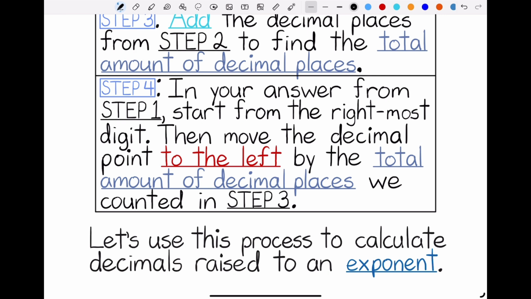All right, now that we have this down, let's use this process to calculate decimals raised to an exponent. We have all the tools, so I look forward to seeing you in the next video.